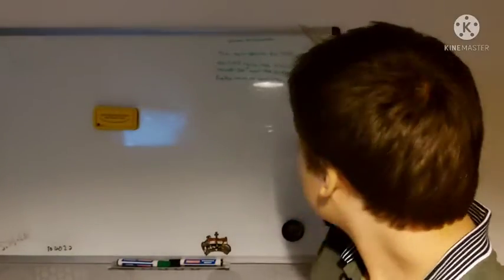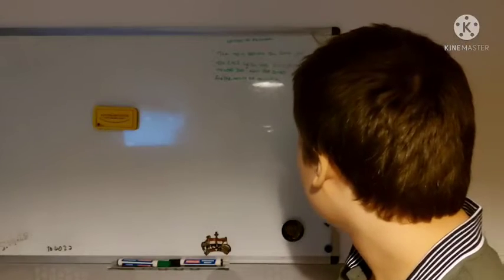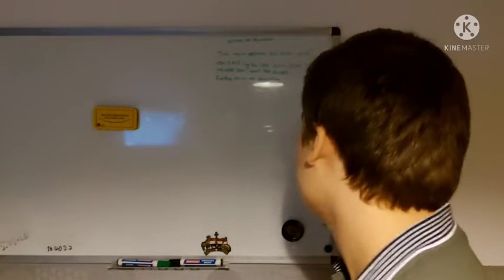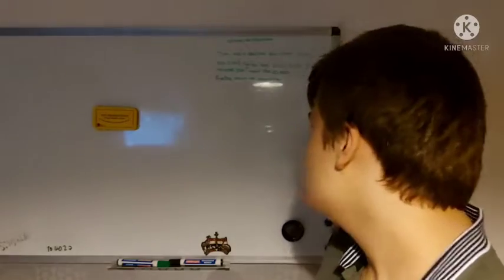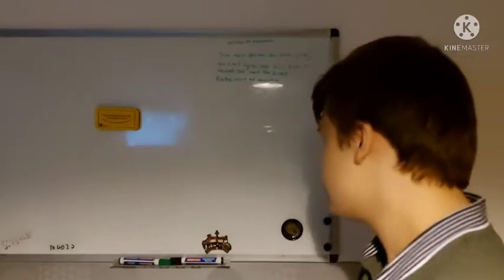Alright then, so here's an example. We want the region between the curve y equals x squared, the x-axis and the lines x equals 2, x equals 4 rotated 360 degrees about the x-axis. Find the volume of revolution.